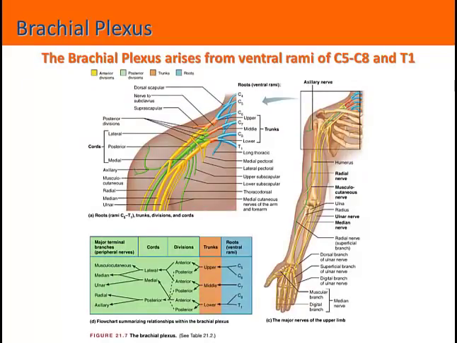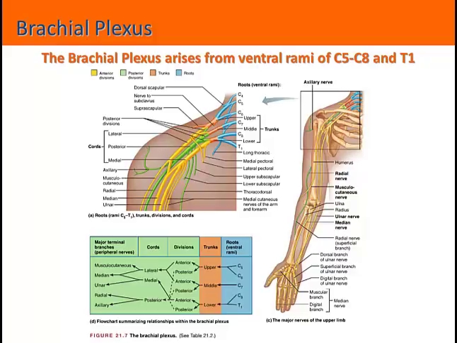Moving now to the brachial plexus. The brachial plexus arises from the ventral rami of C5 through C8 and the first thoracic spinal nerve, or T1. In looking at this, you can see that the brachial plexus is a little bit more complex than the cervical plexus. And there's a flow chart here in the bottom of the figure that's going to help you navigate your way through the brachial plexus from the ventral rami to the terminal branches or the peripheral nerves.